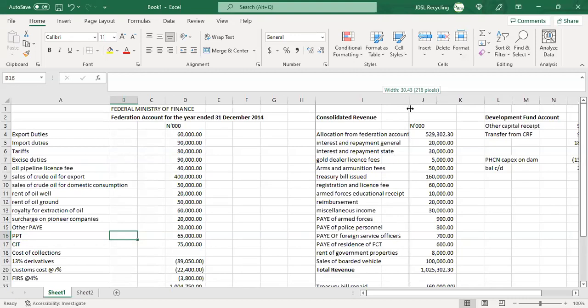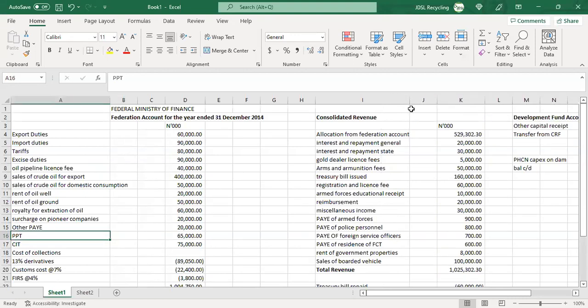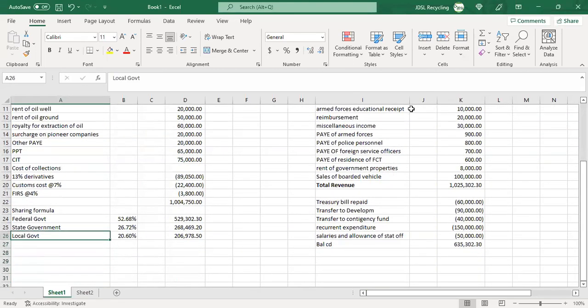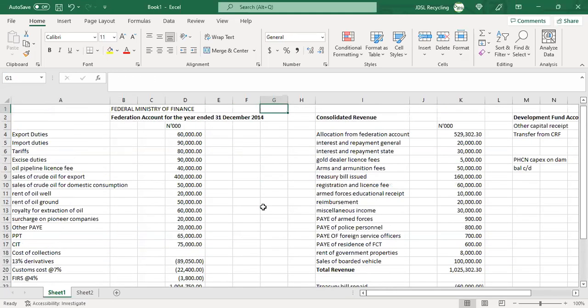Okay, it's one of the first revenue. Don't forget that this federation account is the general pool for federal government, state government, and local government. Do you remember that? Yes, sir. We're told that the balance after deducting cost of collection will be shared among the three tiers of government. So this balance that we brought here to the federation account simply means that the federal government is having their own share from the federation account. And the account being prepared by the federal government is what is known as the Consolidated Revenue Fund account. And this allocation from the federation account is regarded as ED 6 under the Consolidated Revenue Fund account.